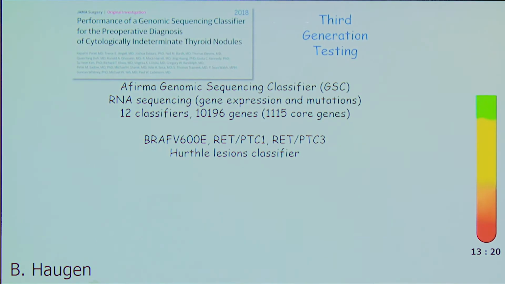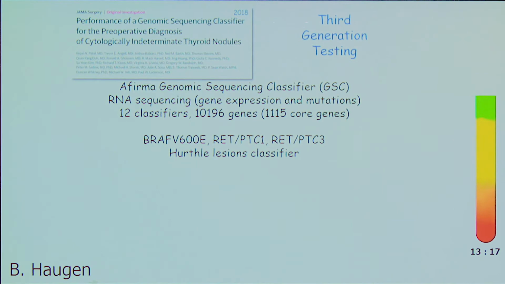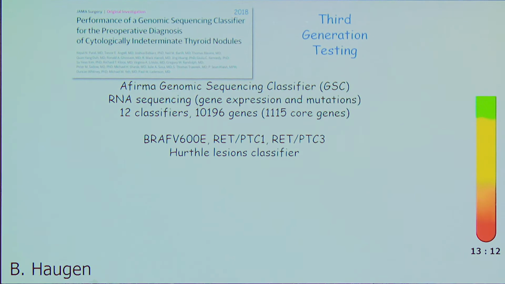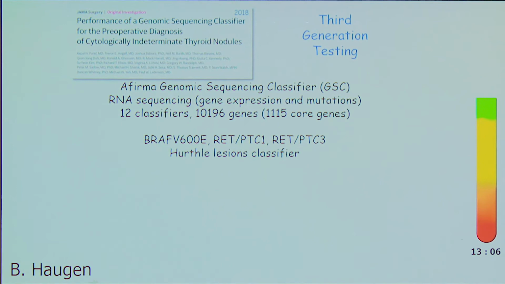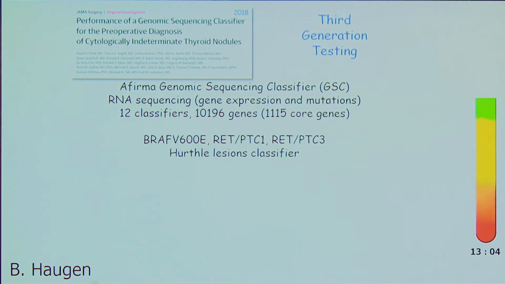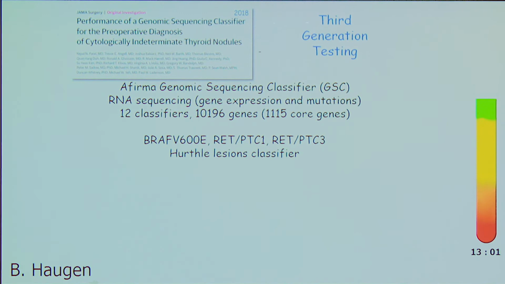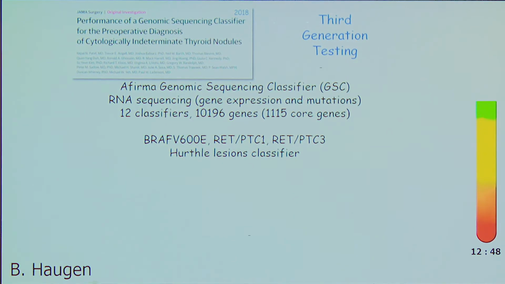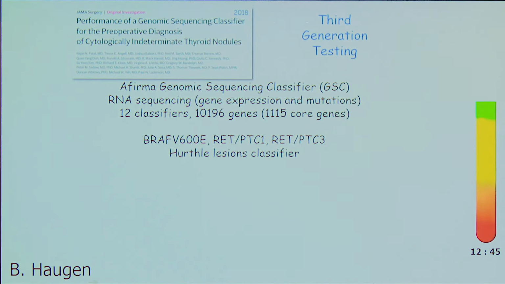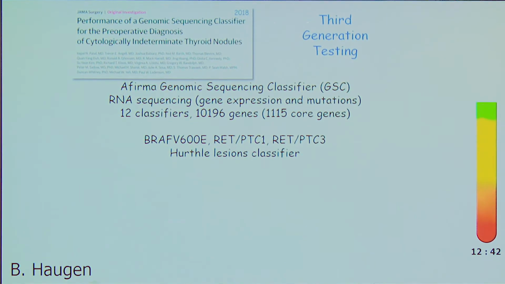So the third generation testing I would talk about is, first of all, this Afirma genomic sequencing classifier, again, relying on RNA sequencing for the most part. Gene expression and now mutations are added in. It has a series of classifiers. Now it is looking at over 10,000 genes, but 1,100 core genes for this, and also will call out BRAF and the RET rearrangements, and has a Hürthle gene classifier. We worked on the original GEC, and it was terrible for Hürthle tumors. This is much better for Hürthle tumors and is not overcalling nearly as much as the gene expression classifier did.